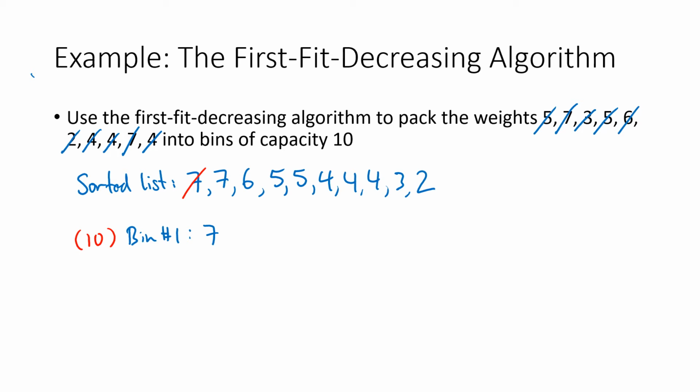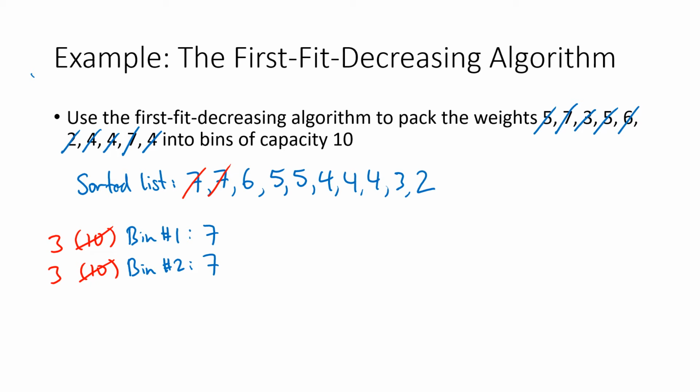Now I've got another 7, so that doesn't fit into my bin number 1, so I'm going to have to open up a new bin, bin number 2, which also starts out with 10 capacity. This bin number 1 is down to 3, by the way. And that second 7 weight will go into bin number 2. Cross that out. Update my capacity, it's now 3.